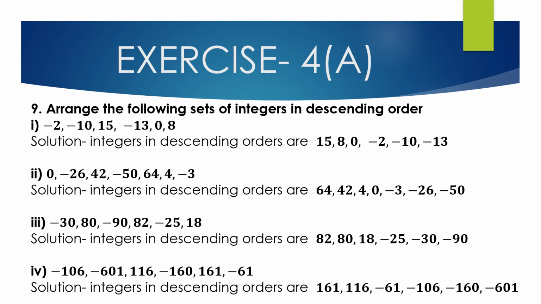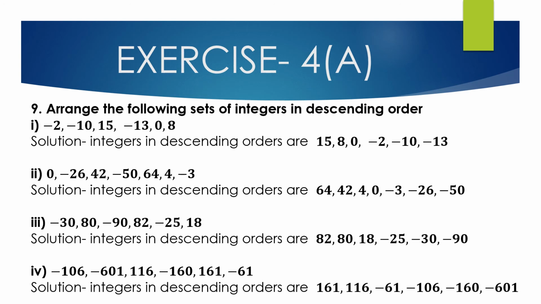Minus 13 is the lowest, the smallest negative integer in this set of integers. Second bit, 0, minus 26, 42, minus 50, 64, 4 and minus 3. Integers in descending order, that is the greatest to the smallest, first is the greatest integer, that is 64, then 42, then 4, then 0.